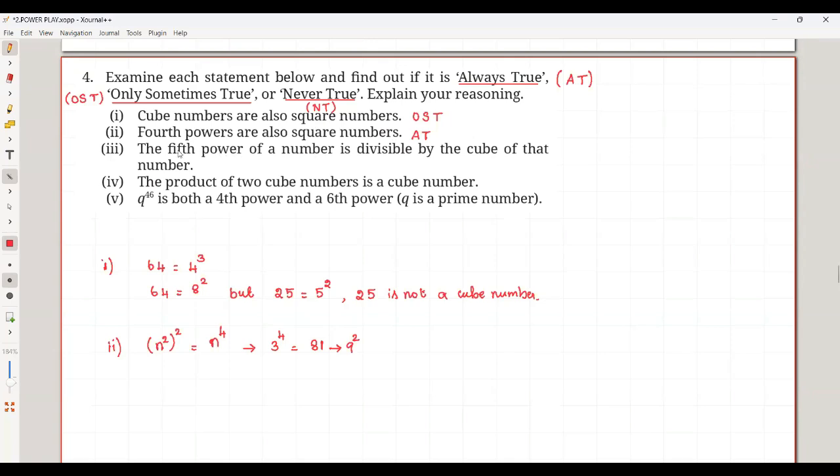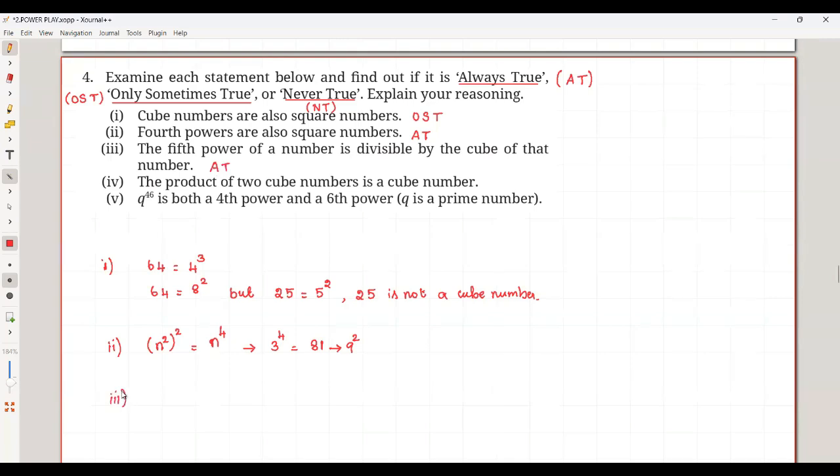Next, third one: the fifth power of a number is divisible by the cube of that number. Fifth power means n to the power 5 is always divisible by the cube of that number. So here the answer is true, always true. Let me give you the explanation for the third one.